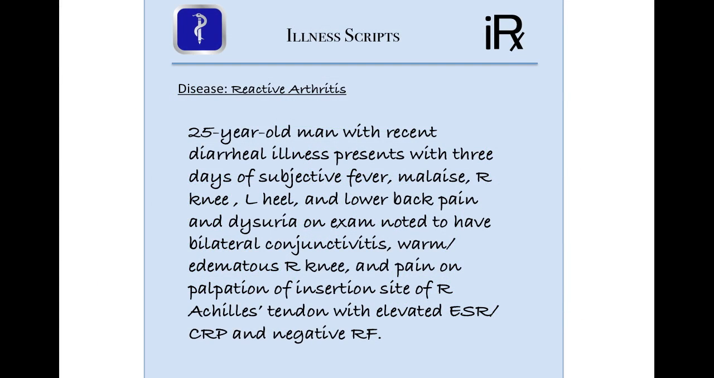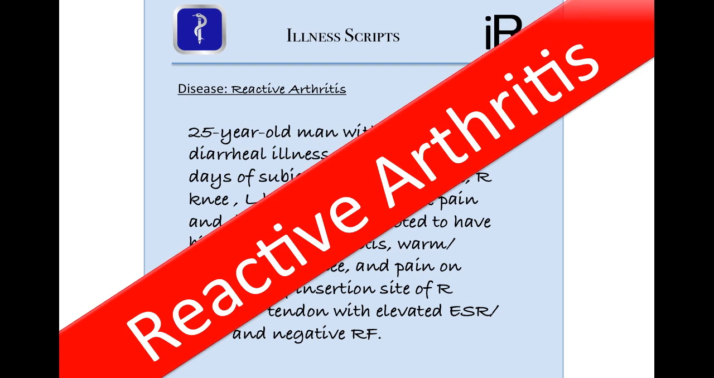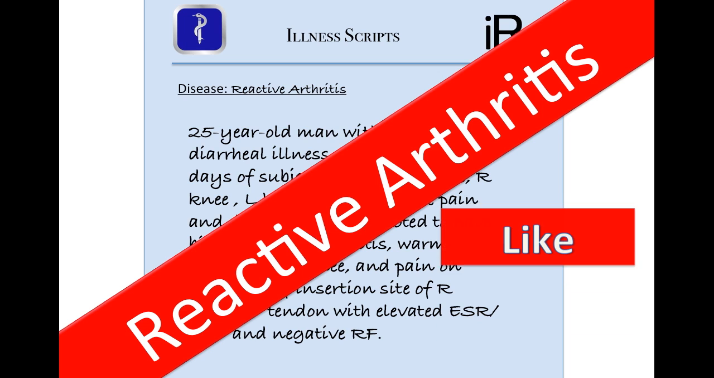Thus, an ideal illness script would be a 25-year-old man with recent diarrheal illness, presents with 3 days of subjective fever, malaise, right knee, left heel, and lower back pain, and dysuria. On exam, noted to have bilateral conjunctivitis, warm, edematous right knee, pain on palpation of the insertion site of the right Achilles tendon, with elevated ESR, CRP, and negative rheumatoid factor.